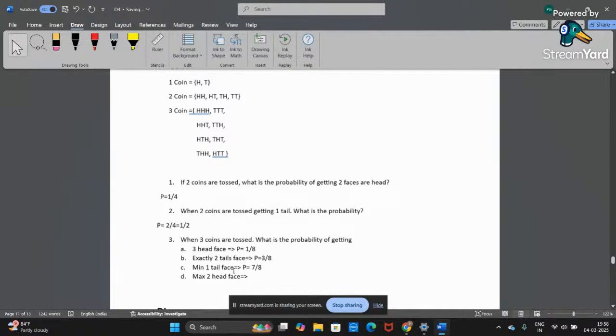Maximum 2 tails. So here maximum 2 tails. So we have to take this, this, this, this. Maximum 2 tails means which will you consider? Should not take 3 tails, less than 2 or 2 tails. So we have to take 1, 2, 3, 4, 5, 6. And here also we have 2 tails. So we have to take everything.